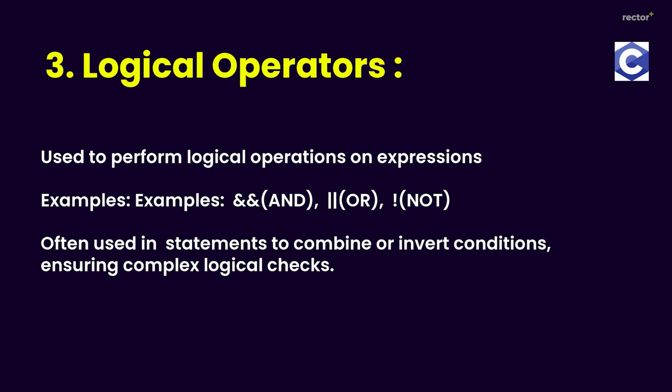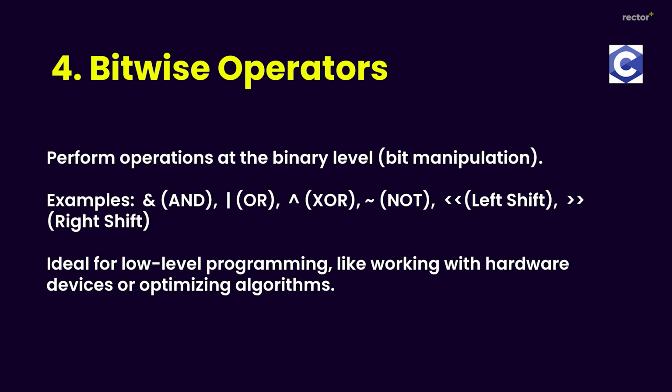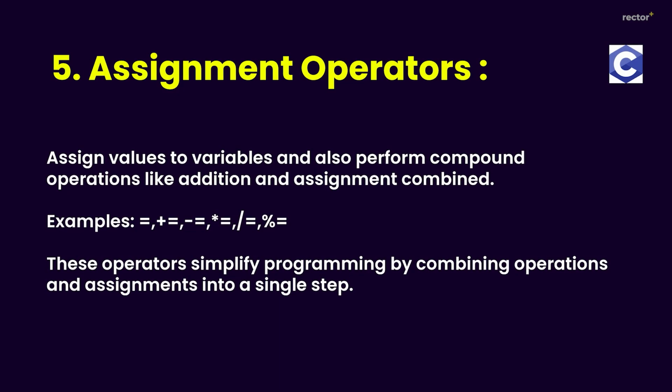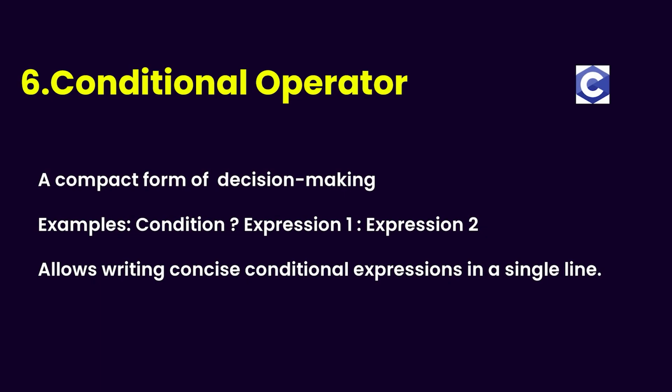A bitwise operator is a character that represents an action taken on data at the bit level as opposed to bytes or larger units of data. Assignment operator. In C, the assignment operator is used to assign a value to a variable. The most basic assignment operator is equals to. Conditional operator. It consists of question mark and full colon.